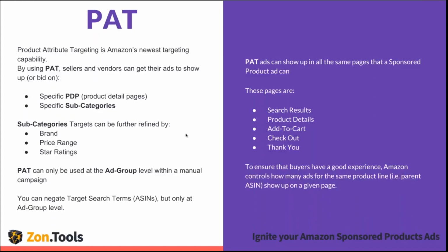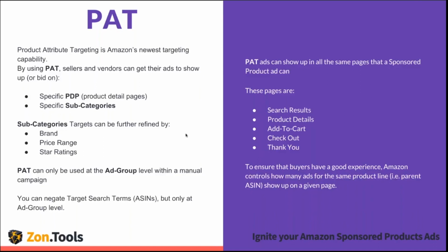You do have negative capabilities, so you can actually now negate ASINs and categories. No, sorry, ASINs and brands you can negate, but you can do that only at ad group level and only on the ad groups that have PAT targeting.